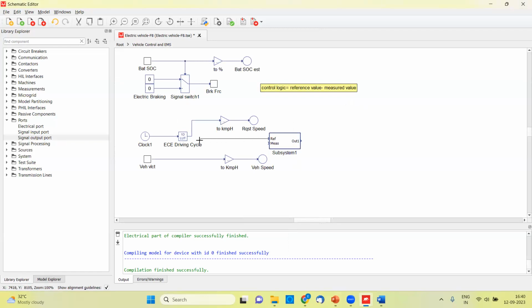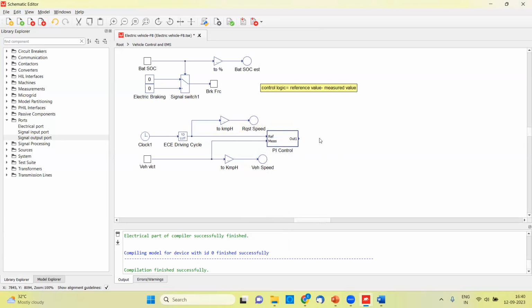This I'm going to connect over here. So the first part of my subsystem, the reference speed, has been connected, and the second part is going to be connected over here. My reference and measured will go inside this PI controller, and I will get one output. I'm going to name the subsystem PI control.